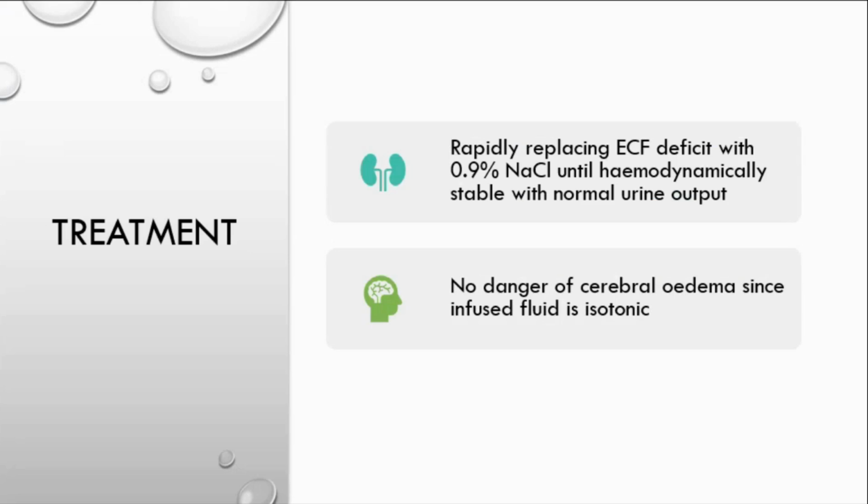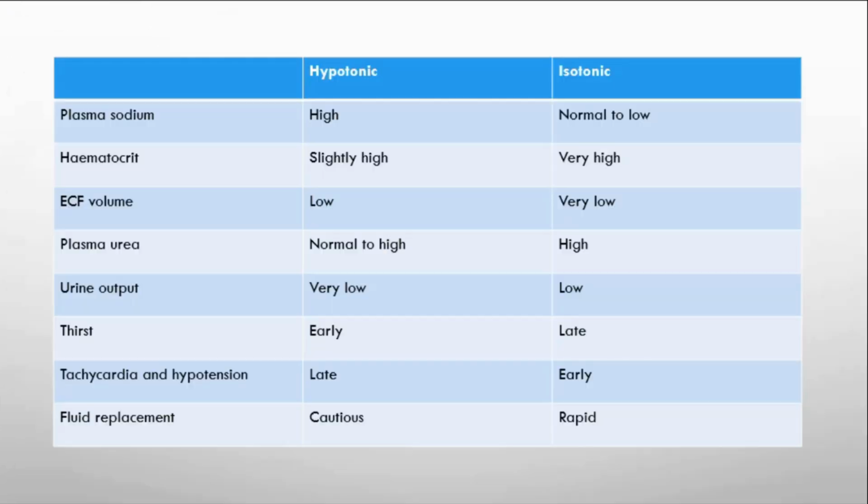So now we want to rapidly replace the ECF deficit with 0.9% saline. So you're just fluid resuscitating your patient until you've got a hemodynamically stable patient with normal urine output. And there isn't a danger of cerebral edema with this because we're losing equal amounts from both of our compartments, because we're not changing the tonicity between our compartments.